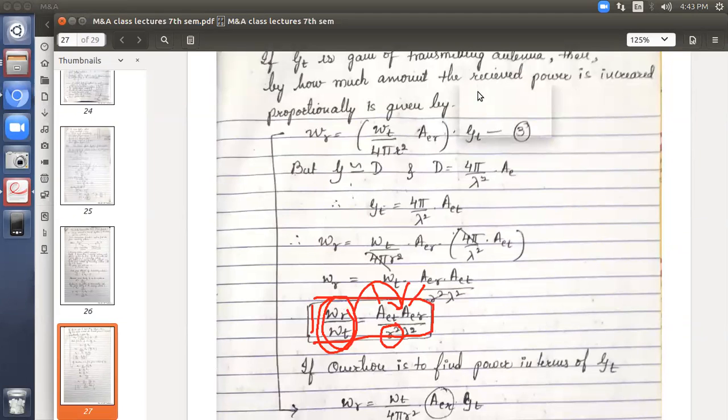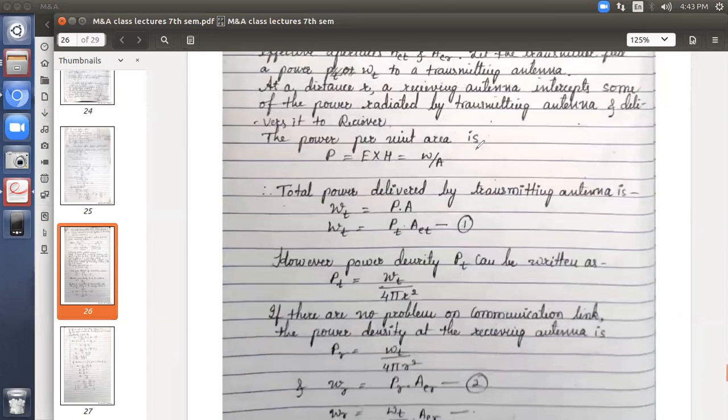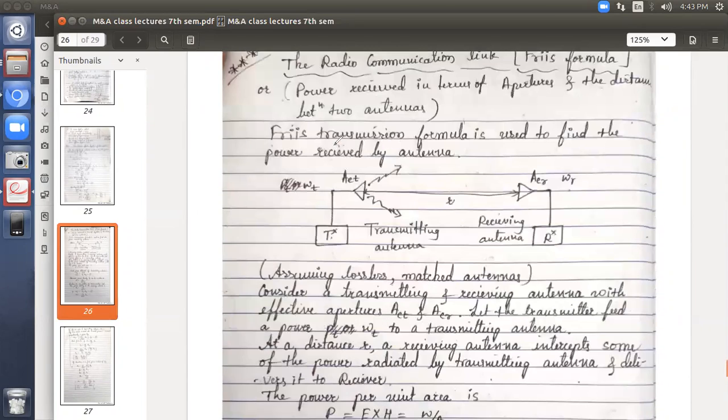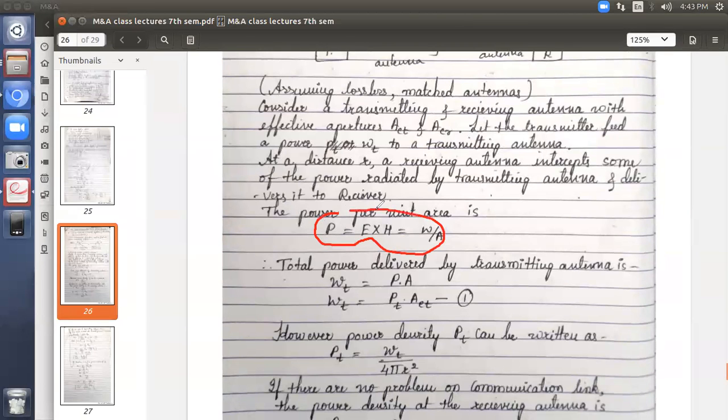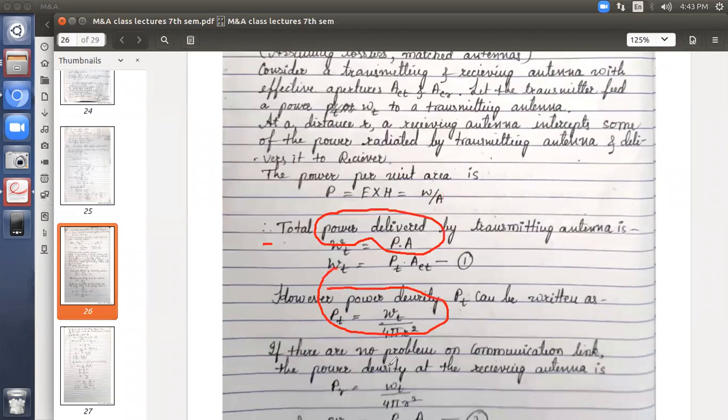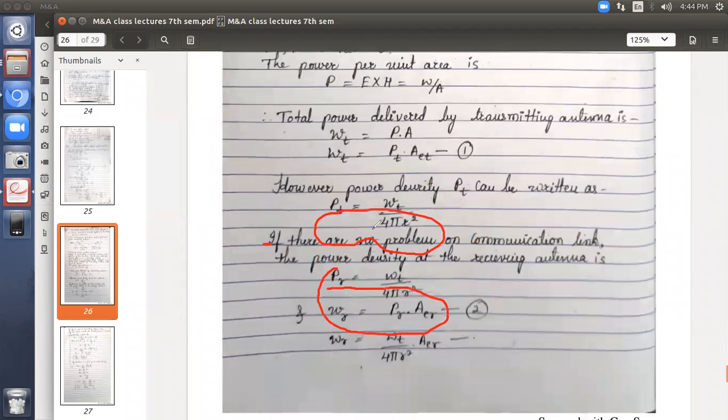So let me just repeat one more time how we started. We started with this setup, transmitter and receiver. Then these parameters we have AET, AER, then distance is the small r, WT is the power transmitted, WR is the received power. With these conditions, we started with the power density. We know P equals W by A. So W will be P into A. For the transmitter, the suffixes are TT. Similarly, if you check the receiver, the suffixes are RR. Equation 1 and 2 are similar.